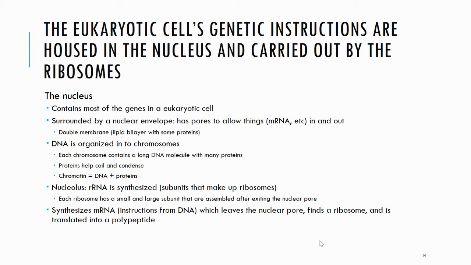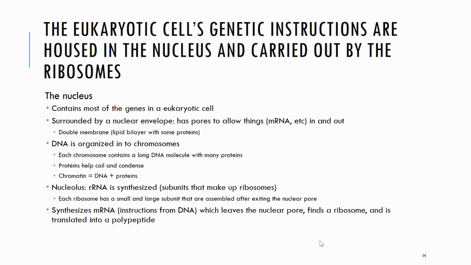Starting with the nucleus. The nucleus contains most of the genes in a eukaryotic cell, and it is surrounded by a nuclear envelope. The envelope does have pores to allow things like mRNA to go in and out. It has a double membrane, so it has a lipid bilayer with some proteins in it. In eukaryotic cells, DNA is organized into chromosomes. Each chromosome contains a long DNA molecule with many proteins so that it can be compacted enough to fit inside the nucleus. There are proteins that help it coil and condense. And when we talk about chromatin, that is DNA plus its associated proteins.